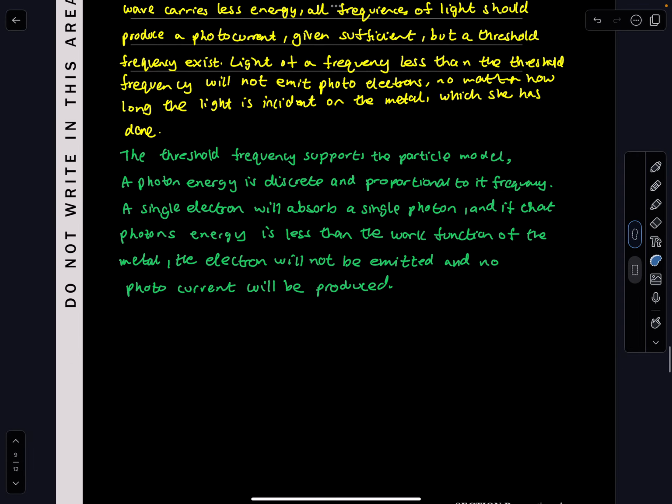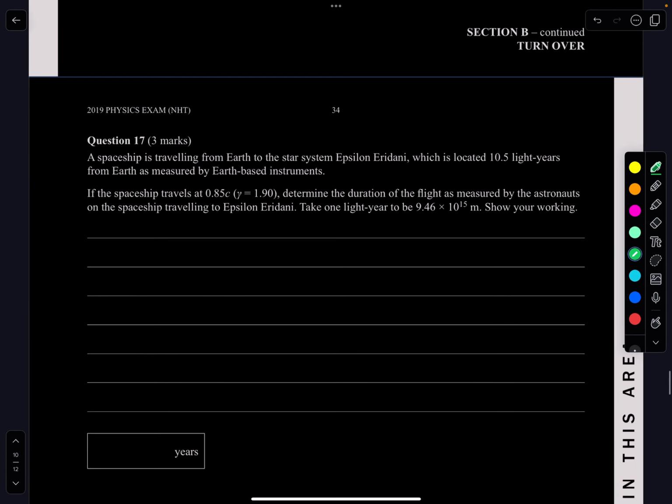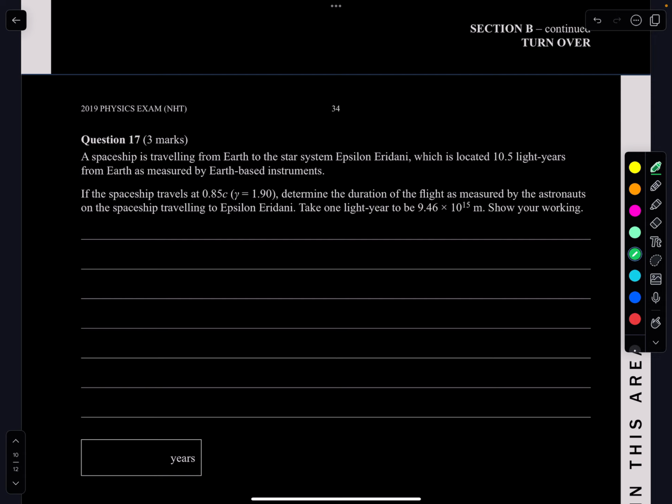Nice and easy. Question 11. Let's have a look at this question. A spaceship is traveling from Earth to a star Epsilon, which is located 10.5 light years from Earth as measured by the Earth space instrument.